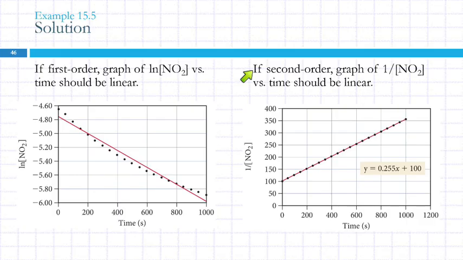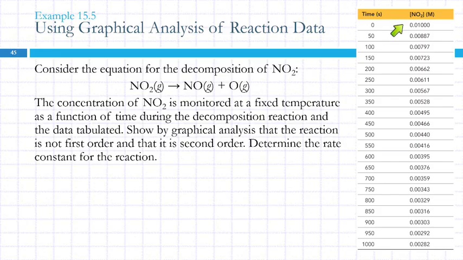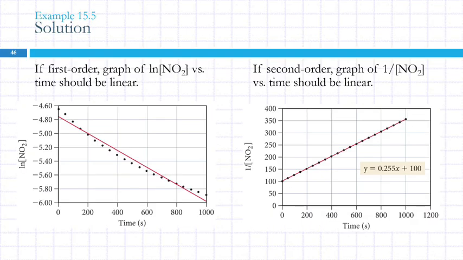For the second order graph, again, we have to do a little bit of calculation. So back here, we take this concentration, 1 divided by that. 1 divided by this, 1 divided by that. We would do that for all of those and then graph it. And this gives us a nice straight line. Linear regression tells us that the equation for that line is y equals 0.255x plus 100.